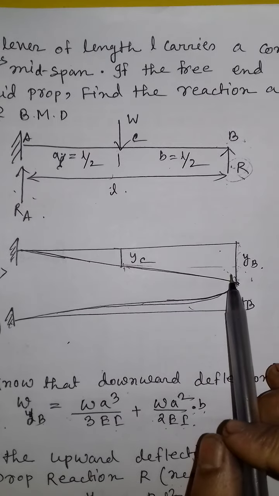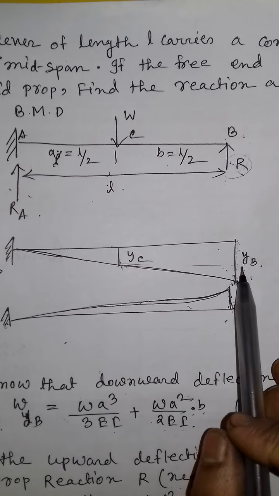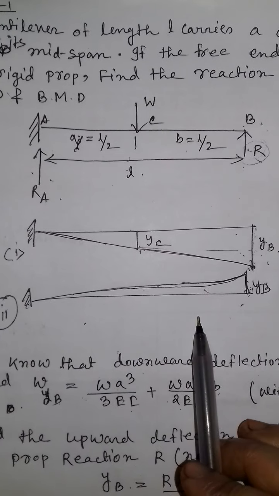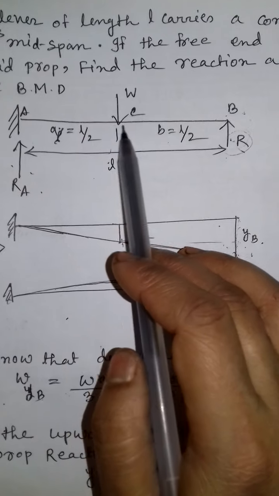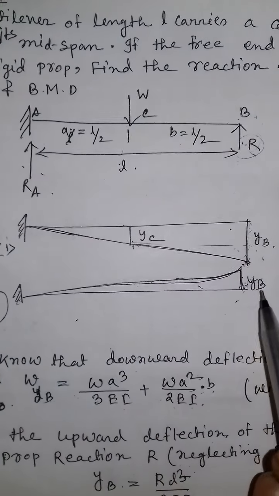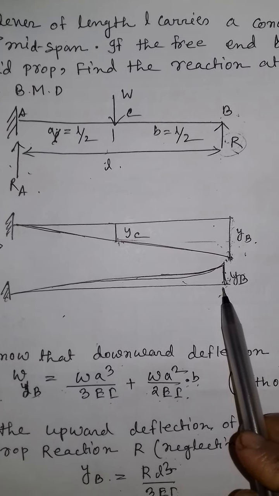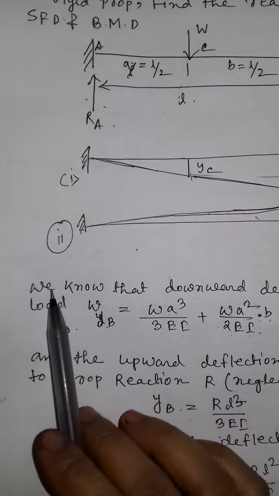So the deflection at B equals YB. This is downward. Now next step, you consider only the prop reaction without considering the W. So here the deflection is upward, YB. Now we consider both the cases equal. So we can write in this way.